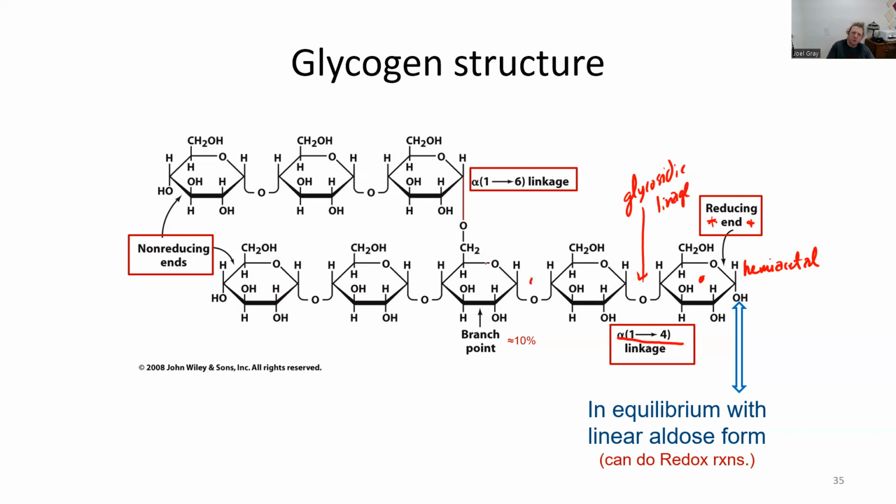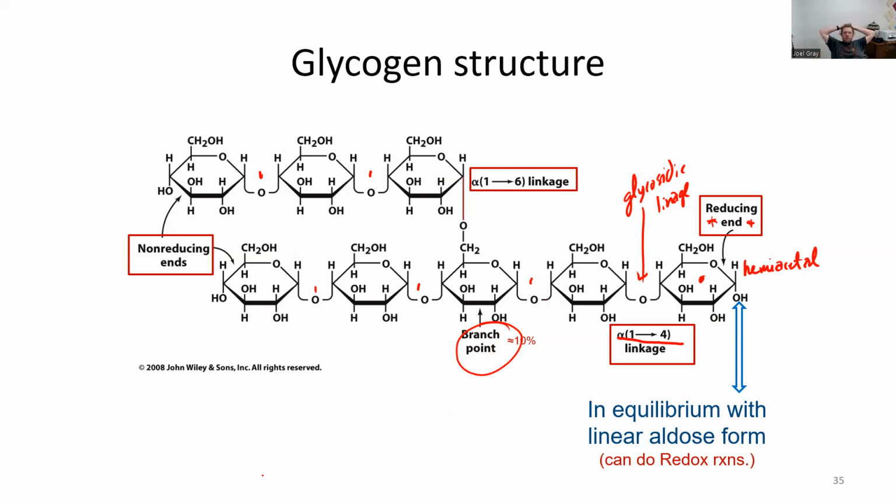We have 1, 2, 3, 4, 5, 6 alpha 1,4 glycosidic linkages. We also have an alpha 1,6 glycosidic linkage. Now, this alpha 1,6 glycosidic linkage is a branch point. So this is where our glycogen molecules get much more complicated.